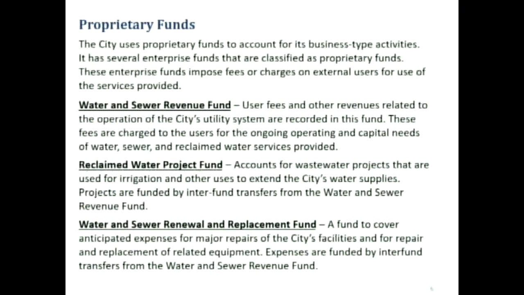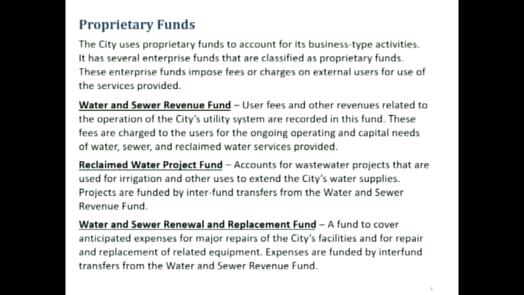Proprietary funds, sometimes you hear the term enterprise funds, are funds based on specific operations. I like to call them our business funds, because we're providing a service and charging a user fee for it. These are not taxes that collect those funds. These are primarily funds utilized to provide these services.